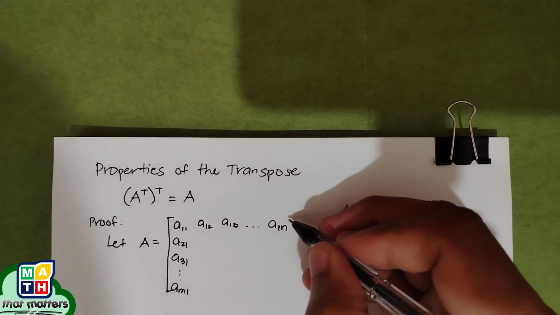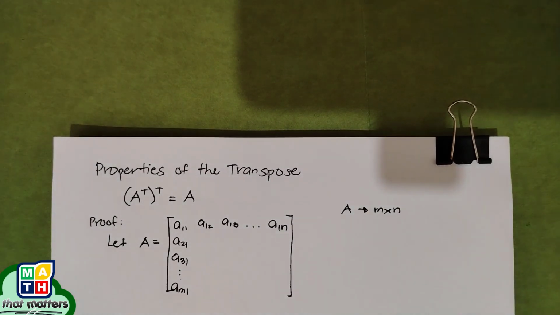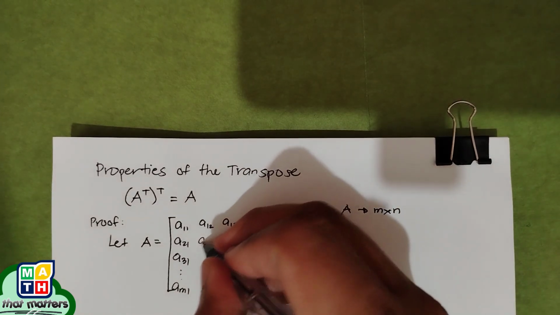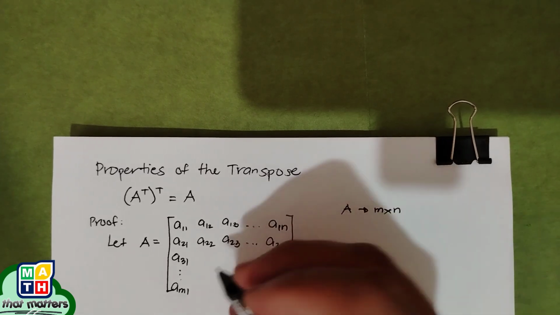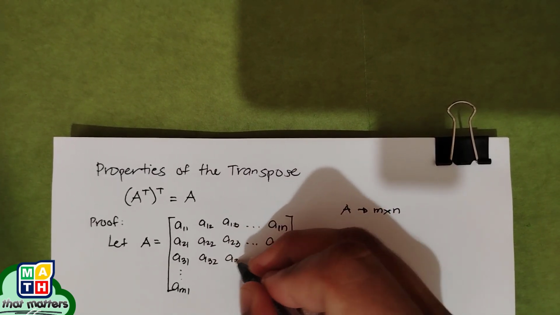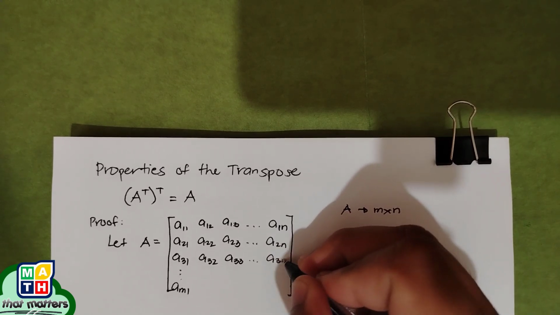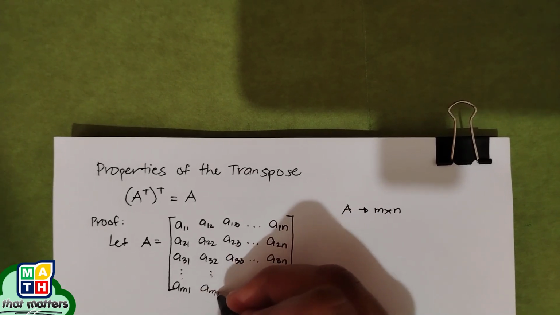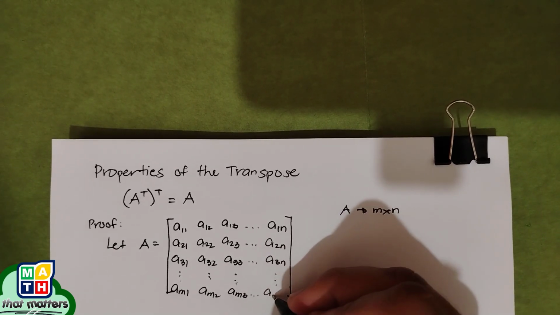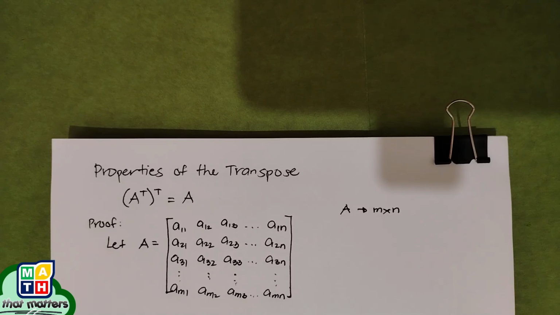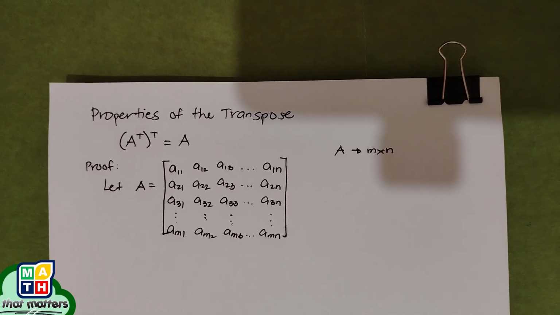Since we are doing this so that this property of the transpose is true for all matrices, because the transpose can always be computed for any type of matrix, we'll have A22, A23, A2n. We have A32, A33, A3n, until Am2, Am3, until Amn. So we now have a representation for our matrix A.